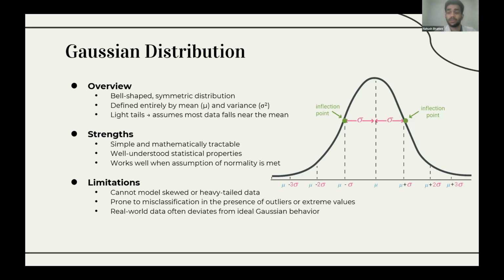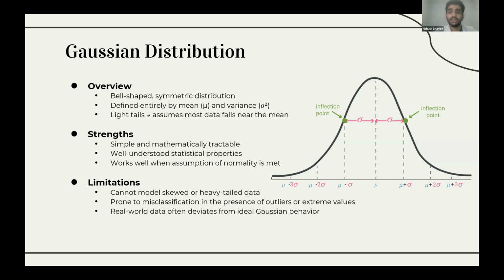One of the key assumptions of the Gaussian distribution is that most data points lie close to the mean and that the likelihood of extreme values falls off rapidly. In other words, it has light tails, making it well suited for data that does not contain outliers or significant deviations from the mean.